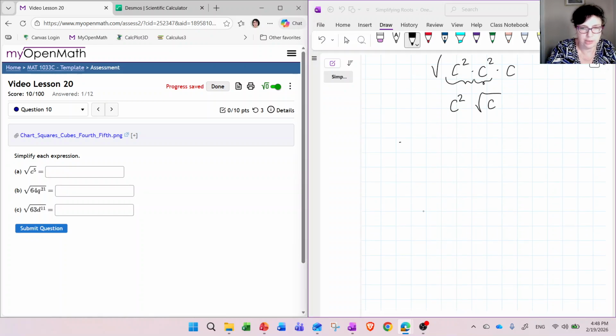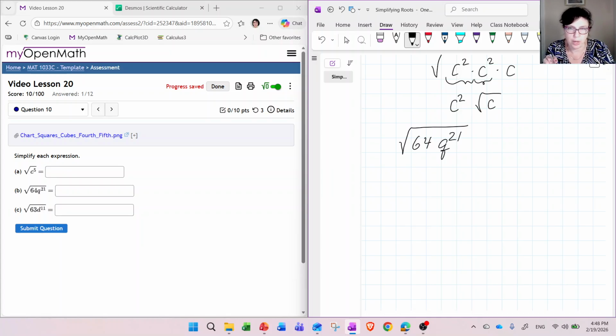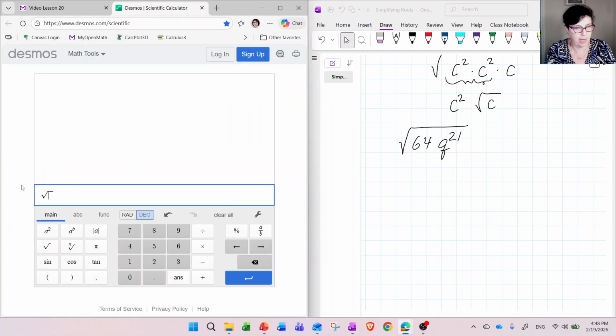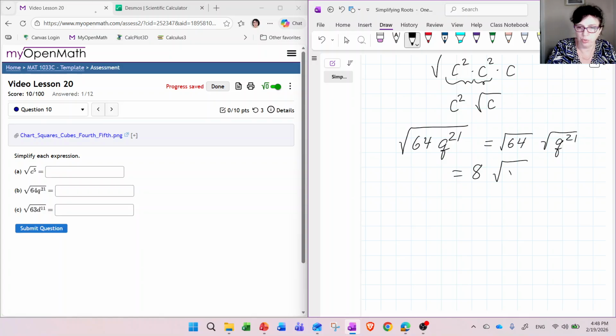Okay, so that one is square root of 64 q to the power 21. Here it's going to be a little bit more complicated because there's also a number in the front. But let's attempt to take the square root of 64. Does that work? Yes, that's just 8. Okay, so then I can just say, okay, this is square root of 64 multiplied by square root of q to the power 21, which is 8. And then the square root of q to the power 21, I still have to simplify.